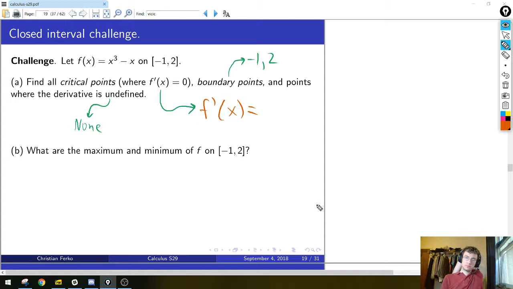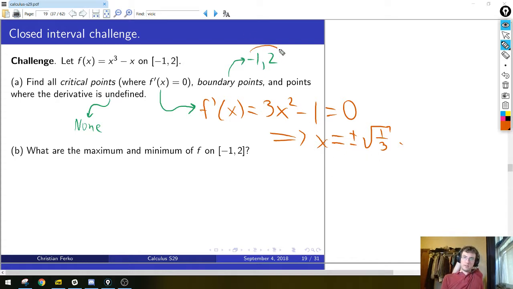It's going to be 3x squared minus 1. Good. So we're trying to find points where that is 0, and what are the points where that happens? Okay, add 1 to each side, then divide by 3, 1/3, square root of 1/3, plus or minus. Right. Good. Okay. All right, so those are the points we have to consider. We have to look at 4 points: minus 1, 2, plus 1 over root 3, and minus 1 over root 3.